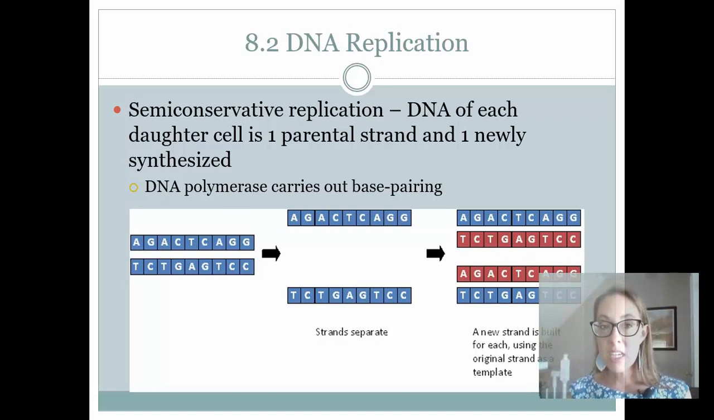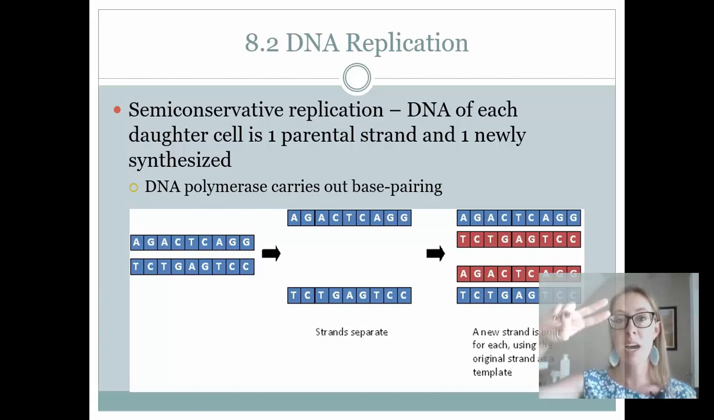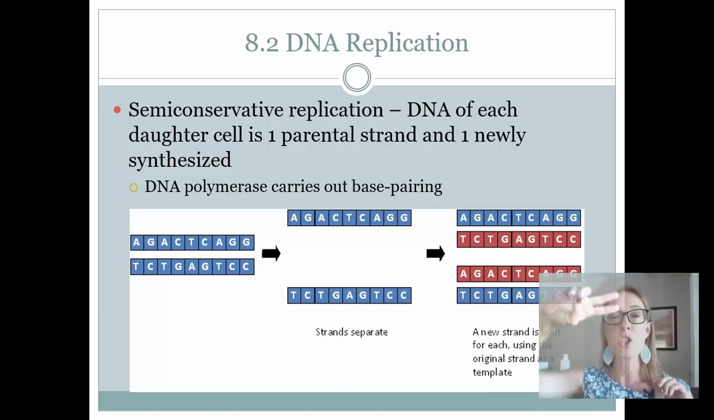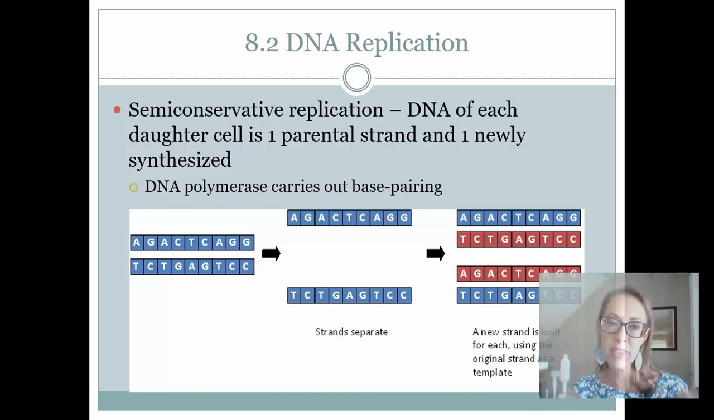The opposite of this that doesn't happen would be called conservative replication, where we would have 2 old blue strands and 2 new red strands. That would be conserved, where we have both parental strands in one and then 2 completely new strands in the other. But that's not how it works. That's just an explanation to help you understand the semi-conservative nature of this.